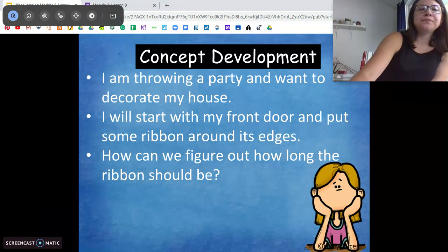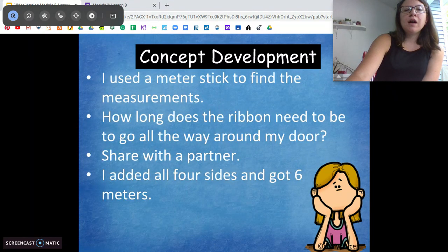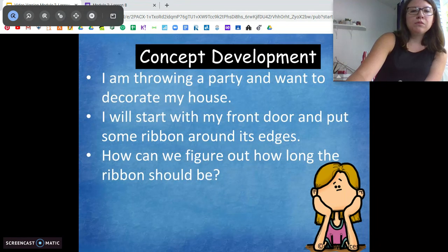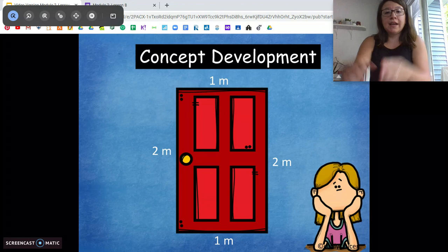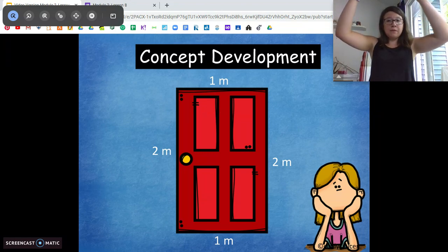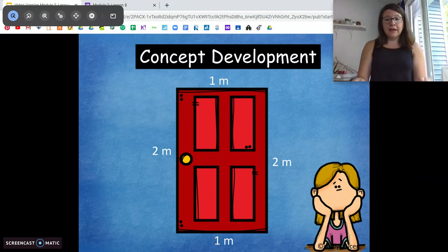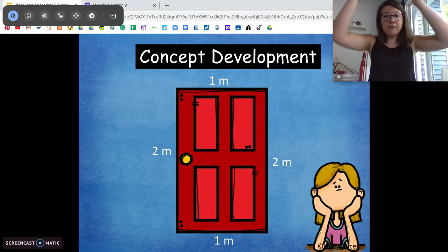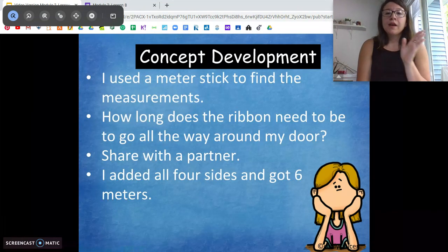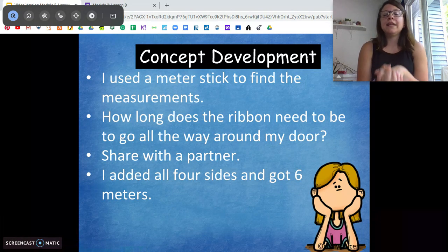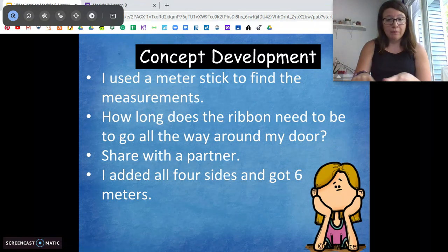Let's talk about it. So I used a meter stick and I measured 1 meter on the top, 2 meters down the sides, and 1 meter on the bottom. So I have the measurements of all 4 of the sides of my door. How long does the ribbon need to be to go all the way around my door?